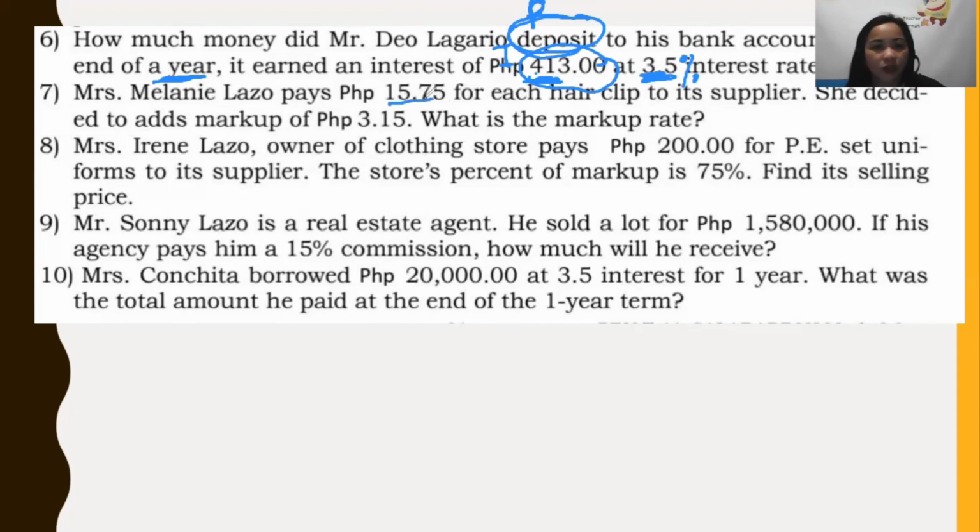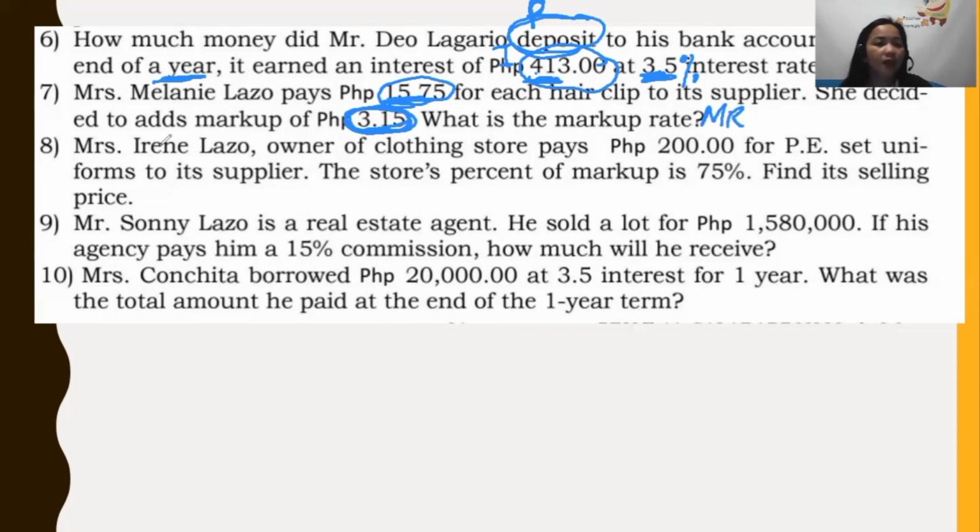So, ito yung original price. Tapos, ito yung markup, yung idadagdag niya. Ang tinatanong, ilang porsyento yung 3.15 dun sa original na presyo. Ang nawawala dito ay rate, markup rate.